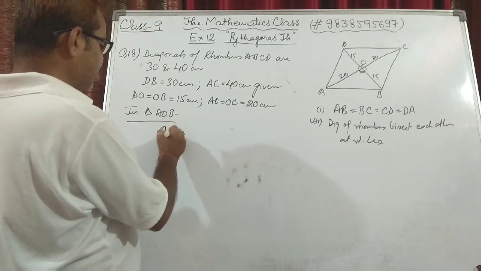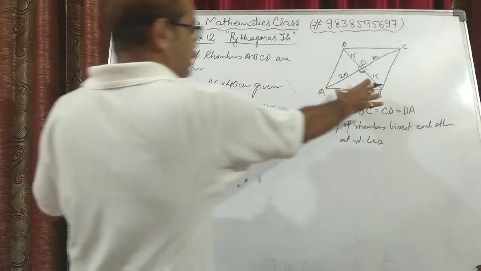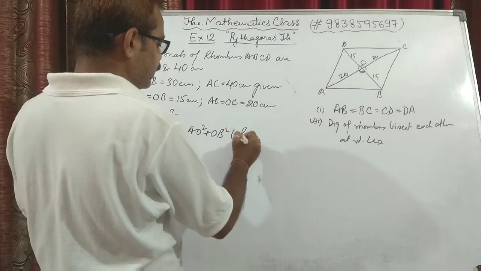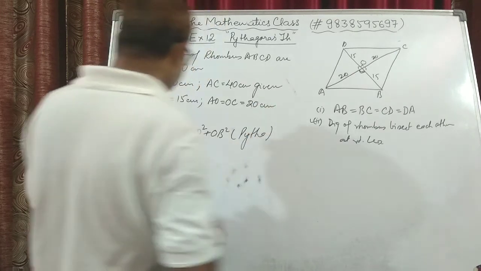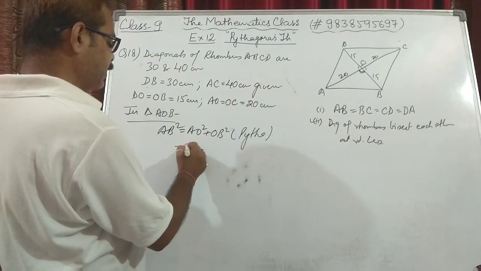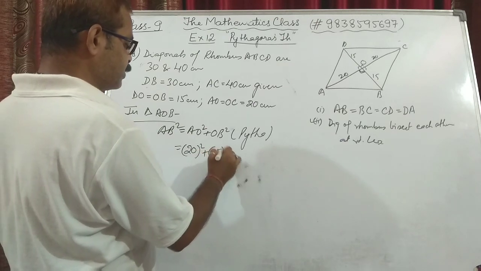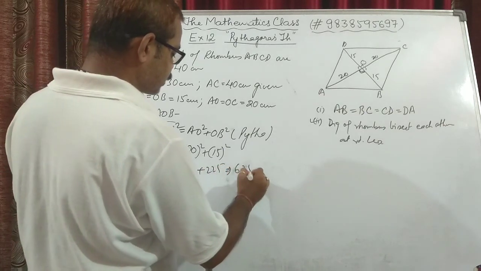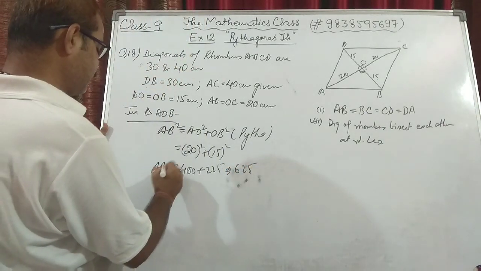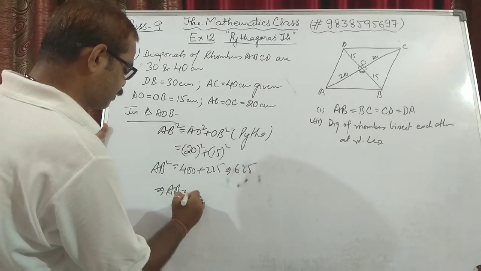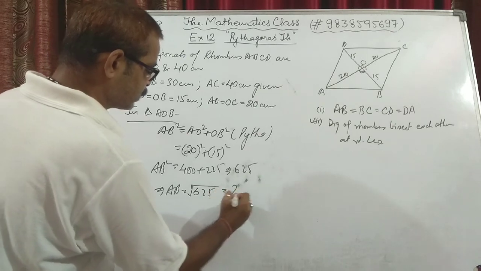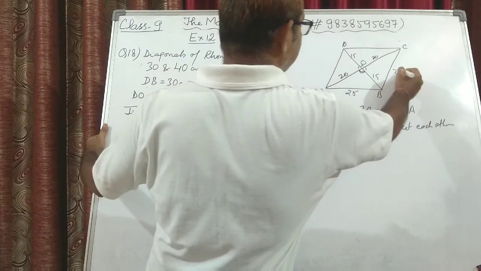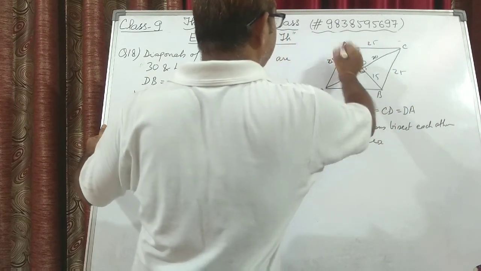So in triangle AOB, AB square, that is hypotenuse square, is equal to AO square plus OB square by Pythagoras theorem. Now AO is given as 20, so 20 square, OB is 15, so 15 square. 20 square is 400, 15 square is 225, total makes 625, so that is AB square. This implies that AB is equal to under root of 625, and that is 25 centimeters. So 25 is the length of each side.